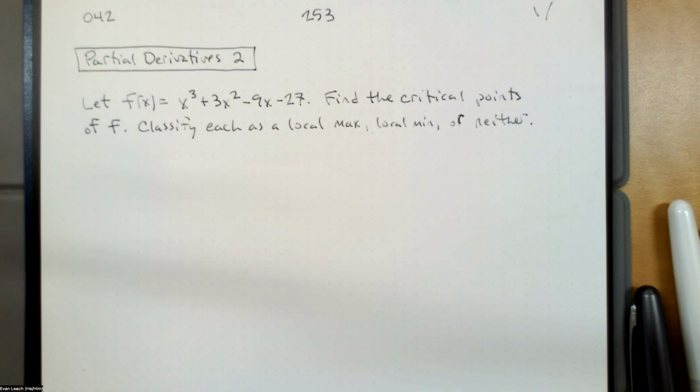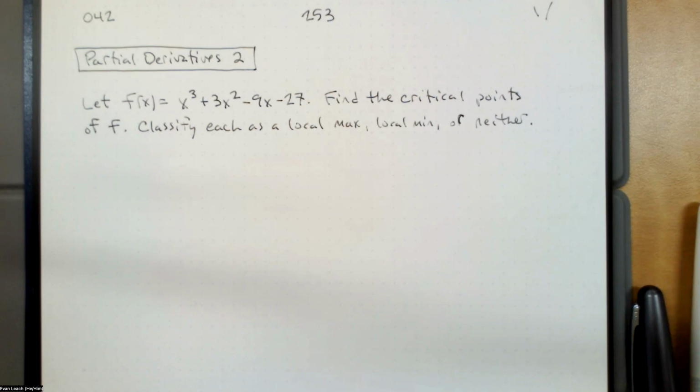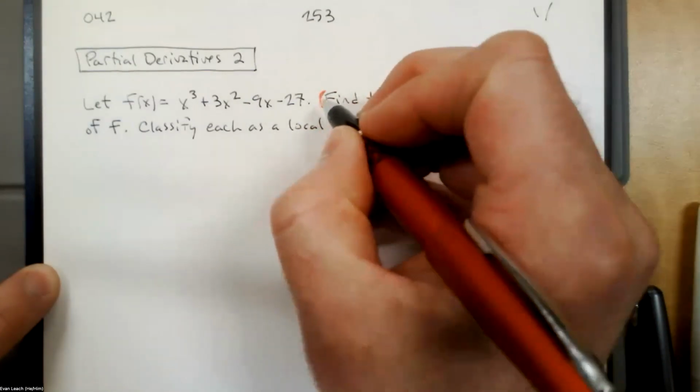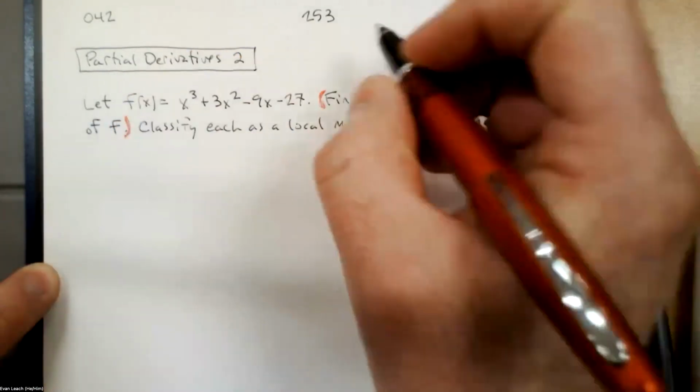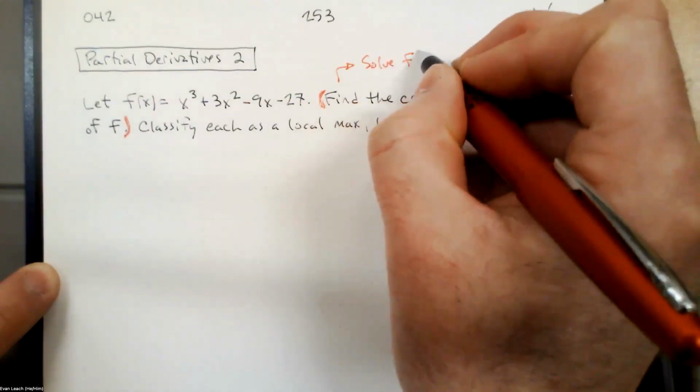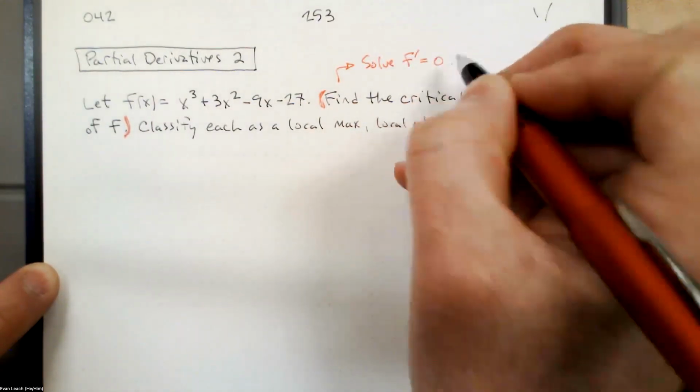Let's review how to use derivatives to go about this problem. We want to find the critical points and then classify each one as a local minimum, a local maximum, or neither of those. So the first step is find the critical points of f. For this, we need to take the first derivative, set it equal to 0, and solve. That's how we find critical points. So this first task is to solve f prime equals 0.